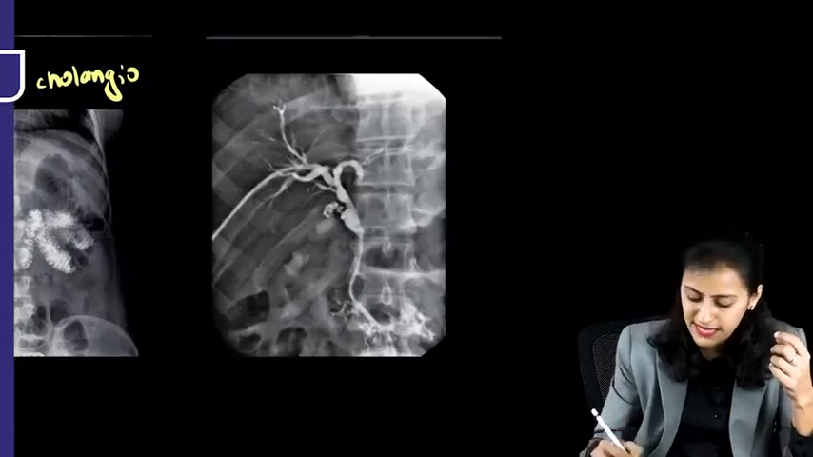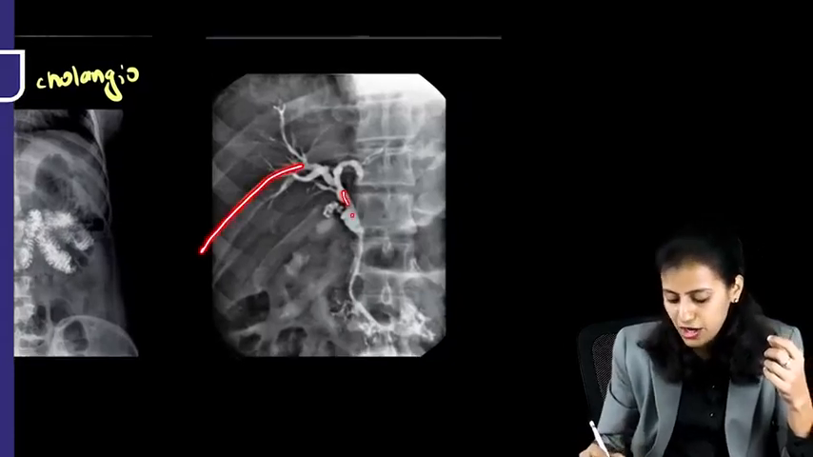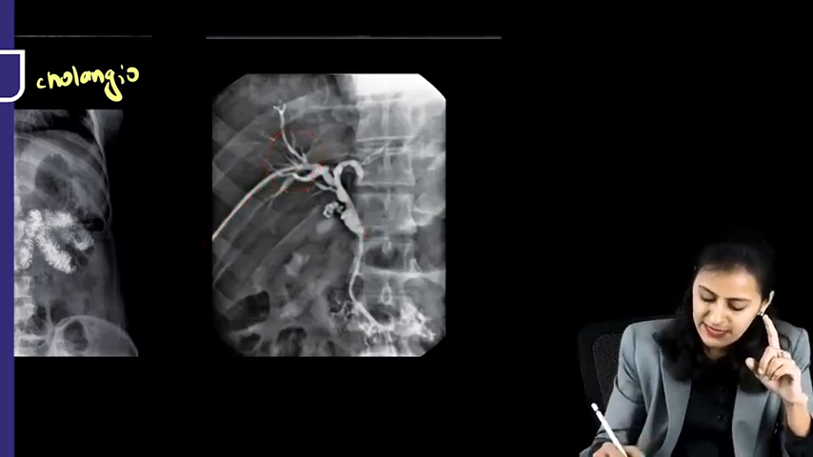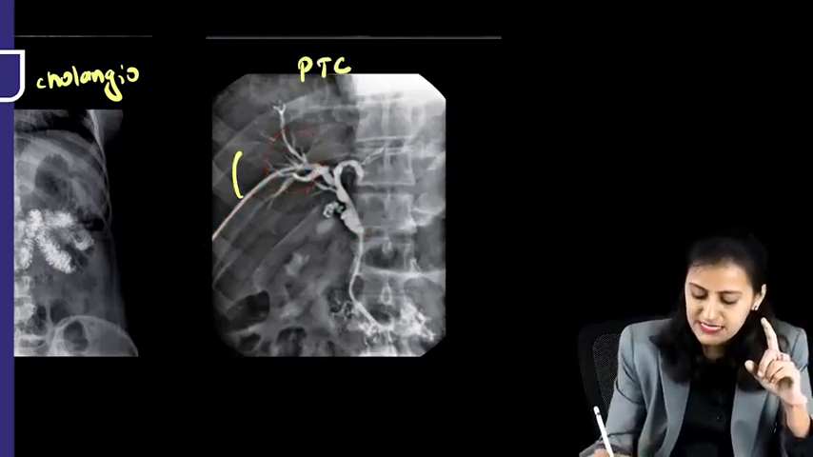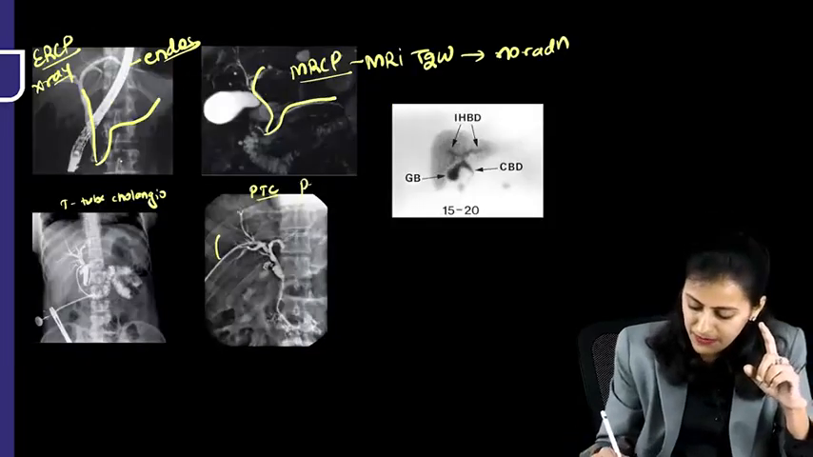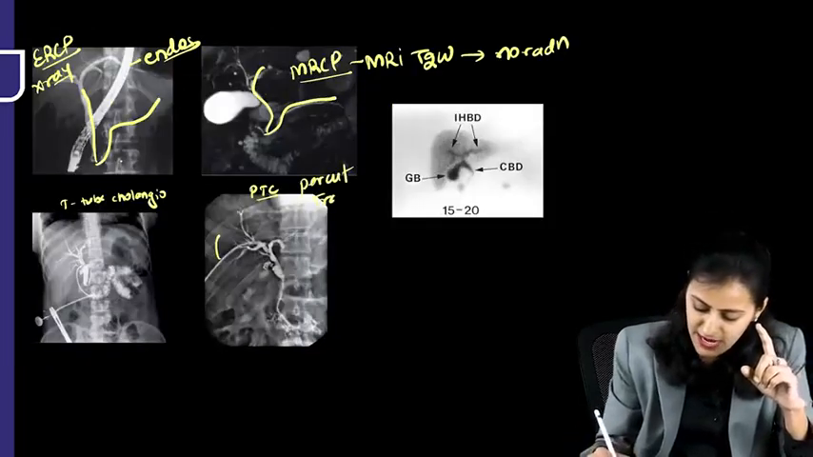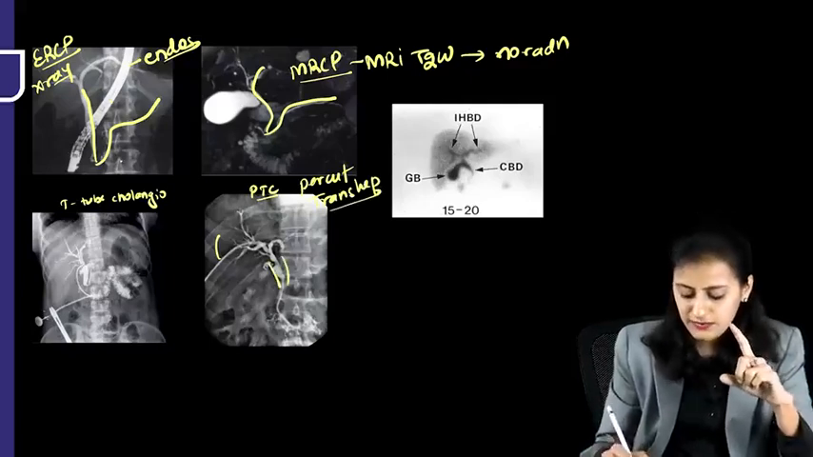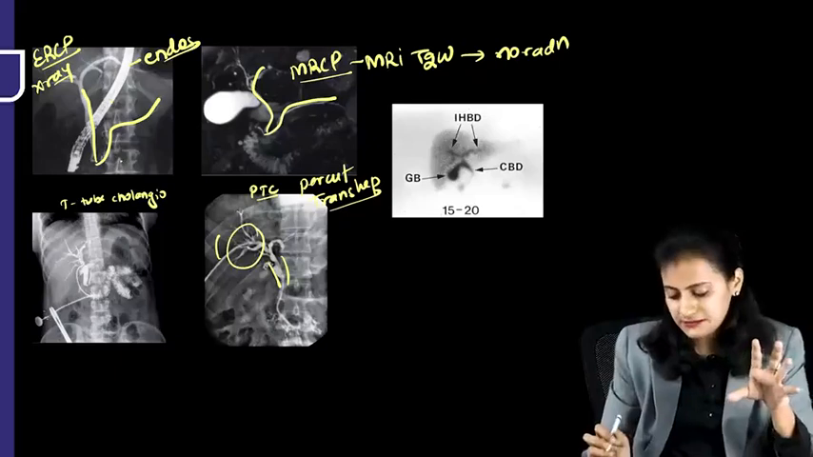Next one, when you see that the catheter is coming in, not into the main CBD, but into one of the peripheral radicals, then it is called PTC. That is percutaneous transhepatic cholangiogram, right? So it's not in the main CBD, but in the peripheral radical.